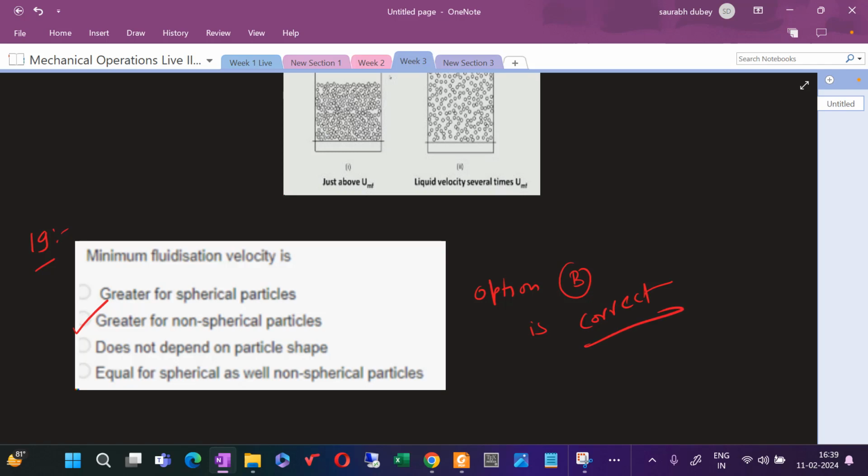Okay, so with increase in the Galileo number, the ratio of the terminal settling velocity and the minimum fluidization velocity decreases. We have already discussed this.